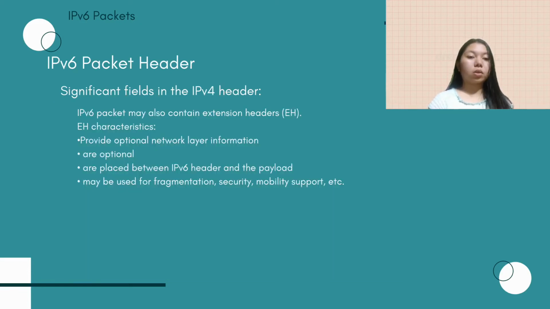An IPv6 packet may also contain extension headers, or EH. Extension header characteristics: they provide optional network layer information, are optional, are placed between the IPv6 header and the payload, and may be used for fragmentation, security, mobility support, and etc. Note, unlike IPv4, routers do not fragment IPv6 packets.